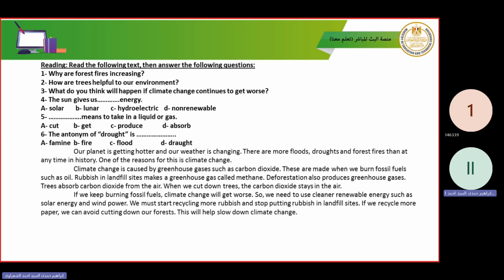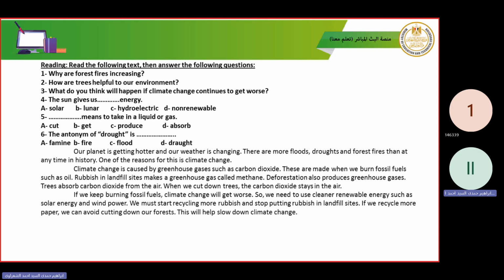Climate change is caused by greenhouse gases such as carbon dioxide. These are made when we burn fossil fuels such as oil. Rubbish in landfill sites makes a greenhouse gas called methane. Deforestation also produces greenhouse gases. Trees absorb carbon dioxide from the air. When we cut down trees, the carbon dioxide stays in the air.